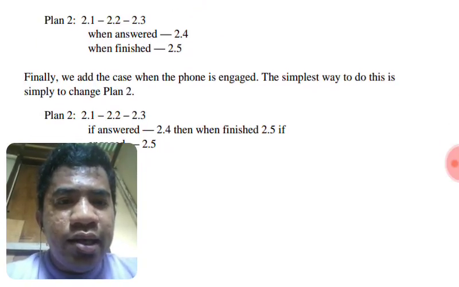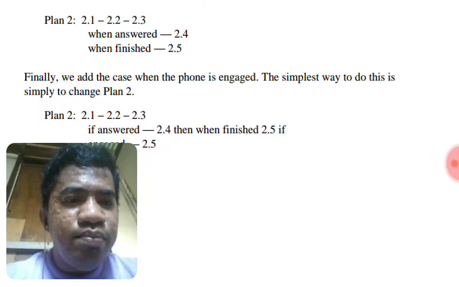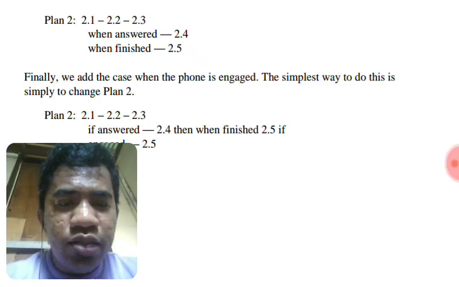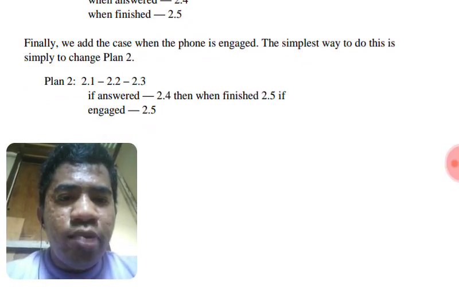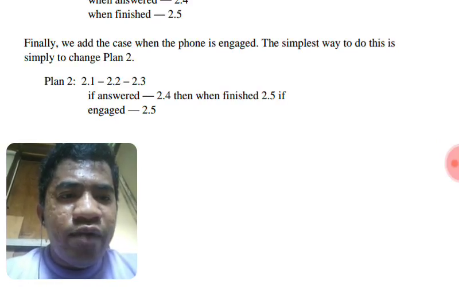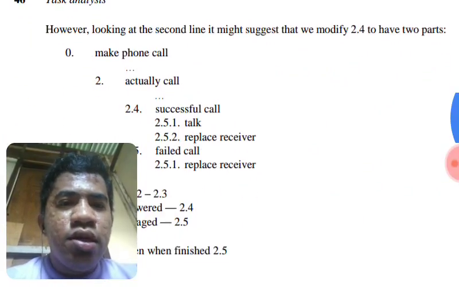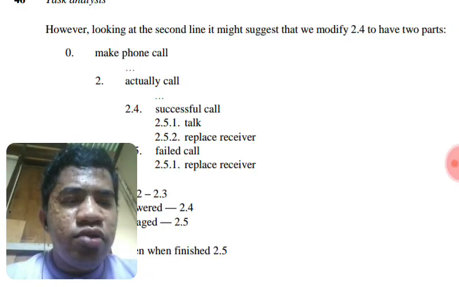Finally, we add the case where the phone is engaged. The simplest way to do this is simply to change plan 2: 2.1, 2.2, 2.3. If answered, 2.4; then when finished, 2.5. If engaged, 2.5. However, looking at the second line, it might suggest we modify 2.4 to have two parts.